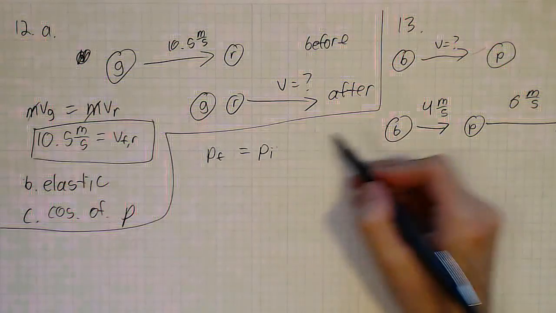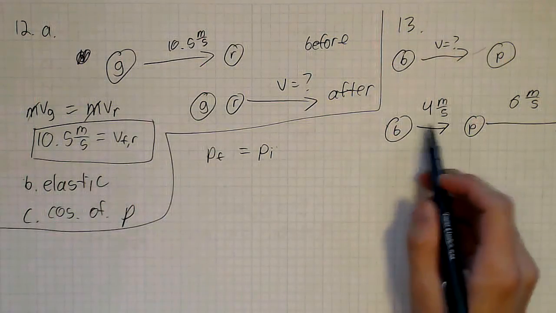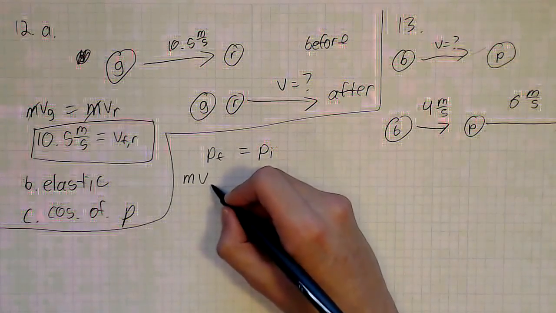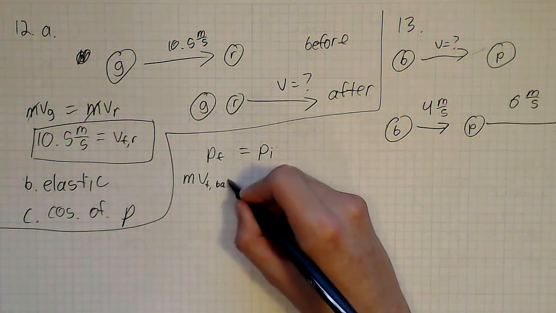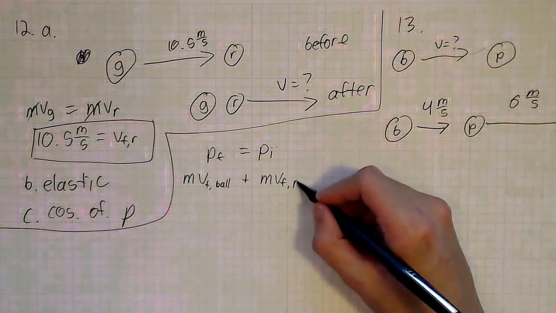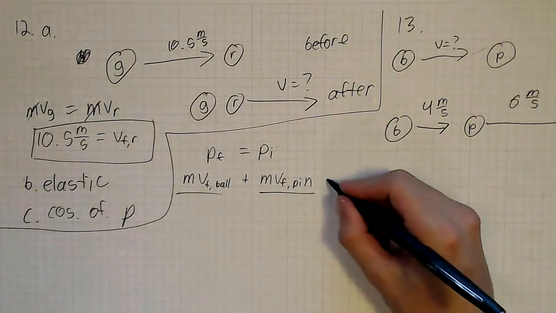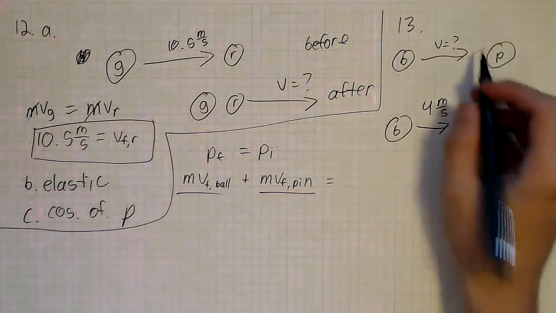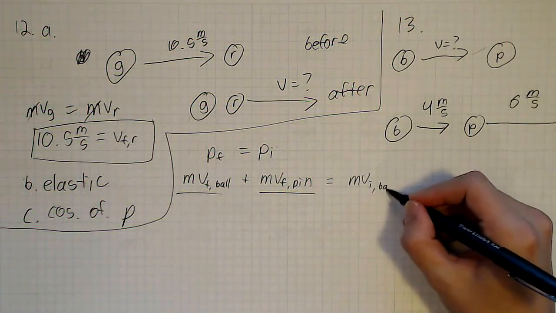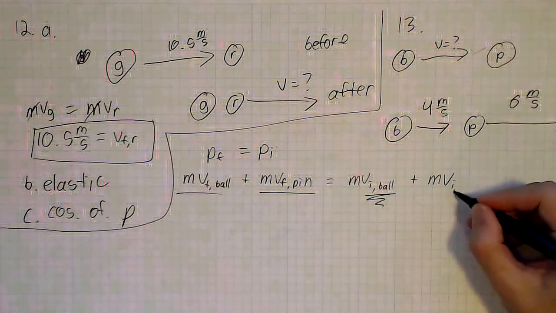Now let's start with our final momentum since it's on the left. So our final momentum is going to be the mass times the final velocity of the ball plus mass times the final velocity of the pin. So this is the momentum of the ball plus the momentum of the pin, the final momentum of them. It's going to be equal to the initial momentum of the ball and the pin. So that's going to be m times v initial of the ball, which is what we're solving for, plus m times v initial of the pin.